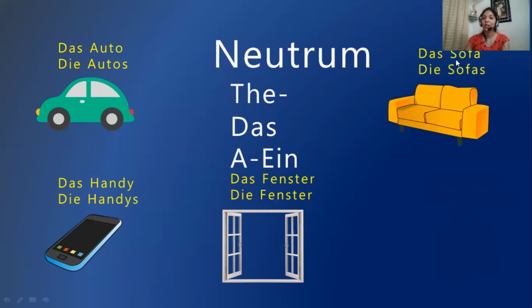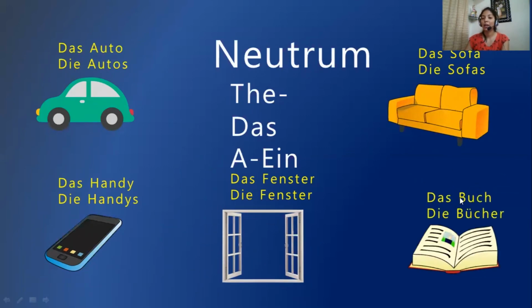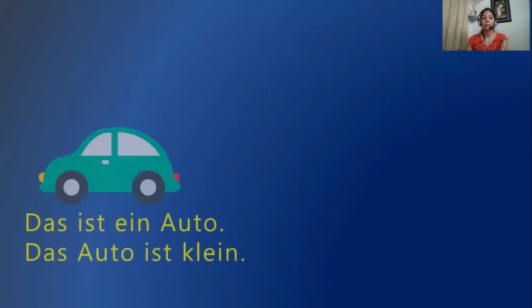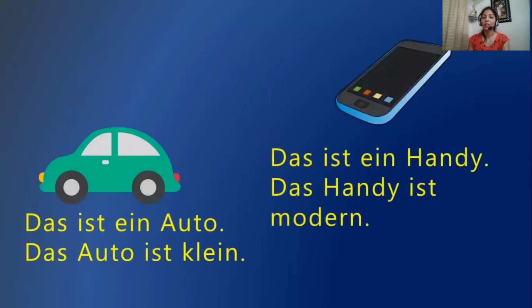Das Sofa und die Sofas. The sofa, the sofas. Das Buch is a single book. Die Bücher, multiple books. So when I'm referring to a big car, I'm saying das ist ein Auto. But now I am talking about a particular car and I say das Auto ist klein. So the car is small. Das ist ein Handy. So that is a mobile phone. Das Handy ist modern. The mobile phone is modern.